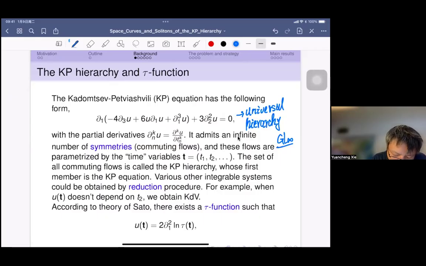For example, we set t1 equals x, t2 equals y, and t3 equals t. If u doesn't depend on y, then we can get rid of this term. So this term will become zero, and we will just be left with this one. And this is nothing but the KdV hierarchy, the KdV equation.